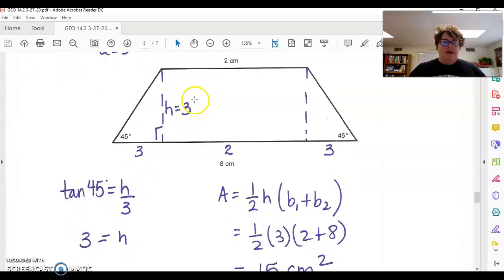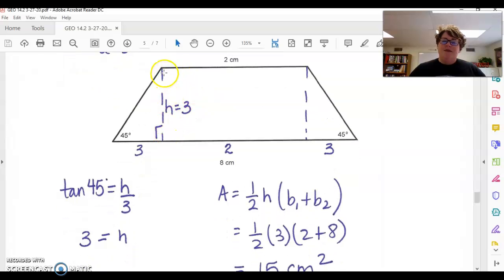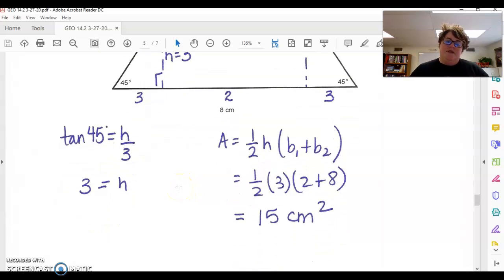Okay, here's a trapezoid. So again, we don't know the height of the trapezoid, but we do know our trigonometry from last chapter. So we want to set it up as tangent of 45 is equal to opposite over adjacent. So height over 3. Multiply both sides by 3, and you get your height to be 3, and then you can substitute in. So utilizing some things from last chapter.